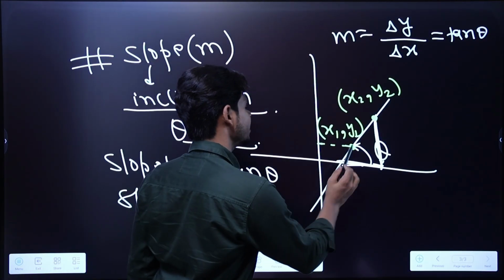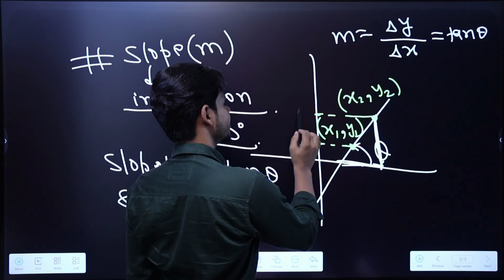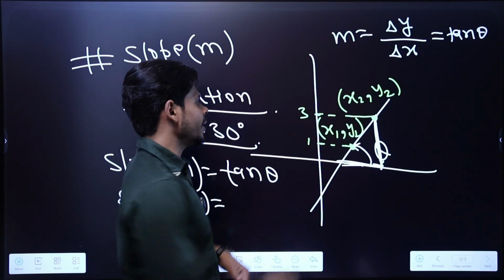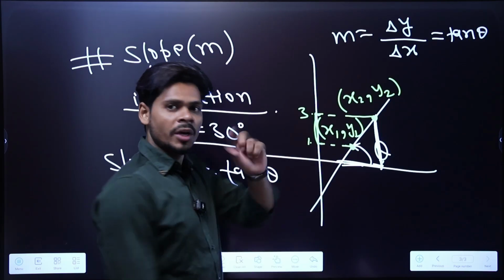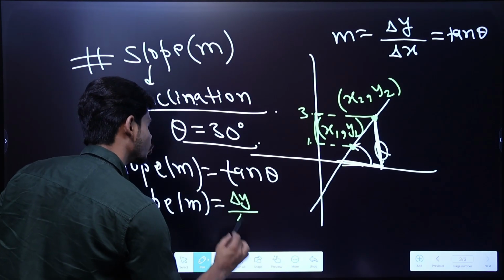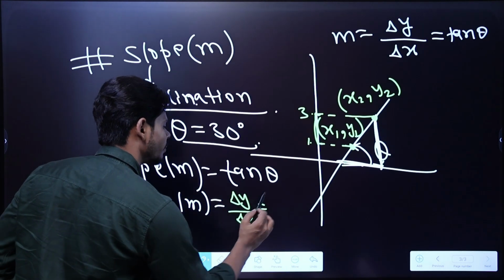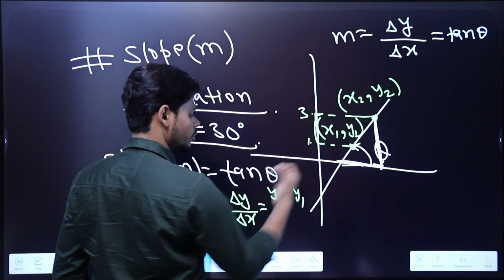So y was initially, let's say, 1, and later it became, let's say, 3. So change in y is of how much? 2, because 3 minus 1 is 2. Change is 2. So change in y divided by change in x can also be represented as: change in y is nothing but y2 minus y1.